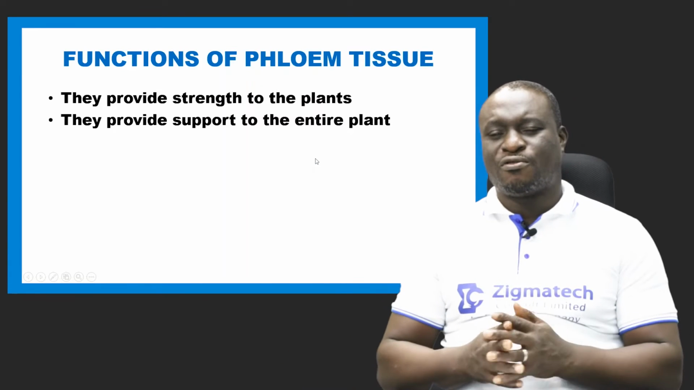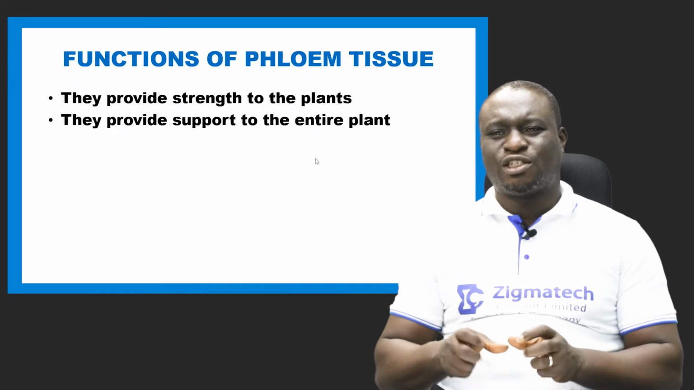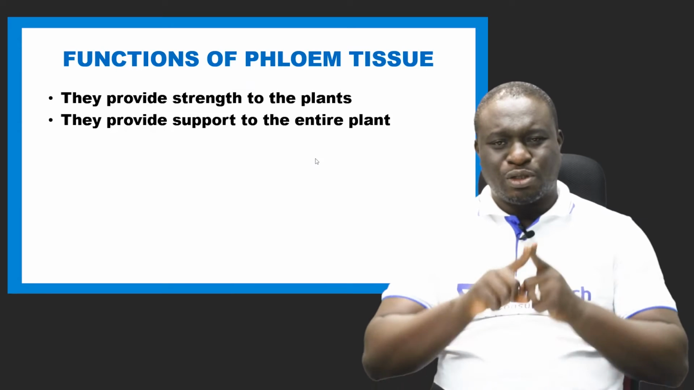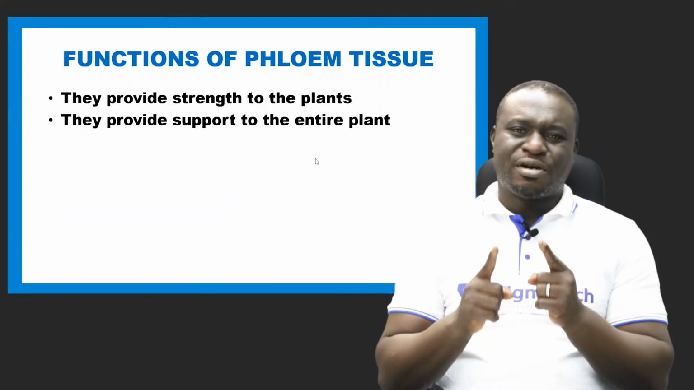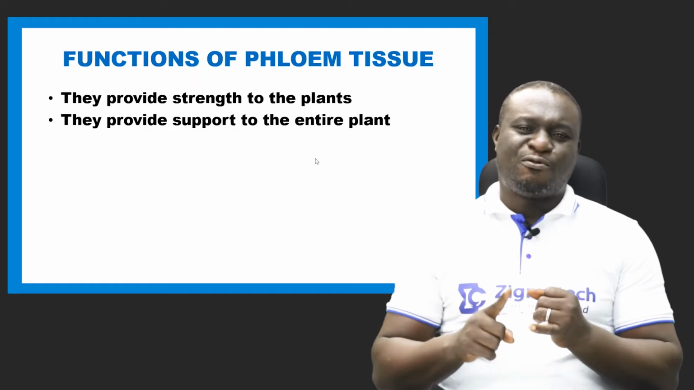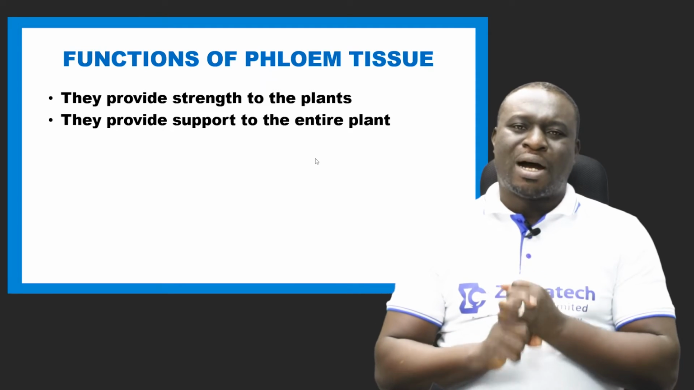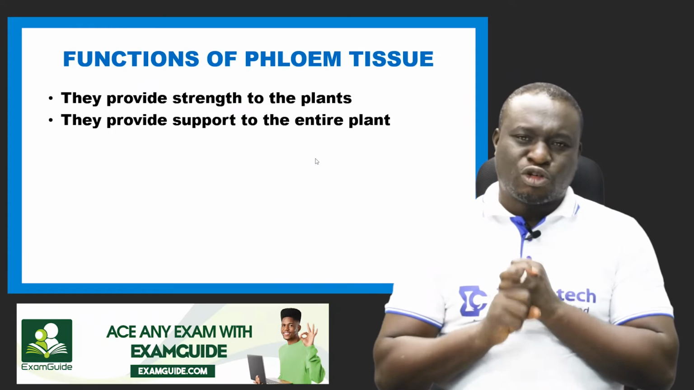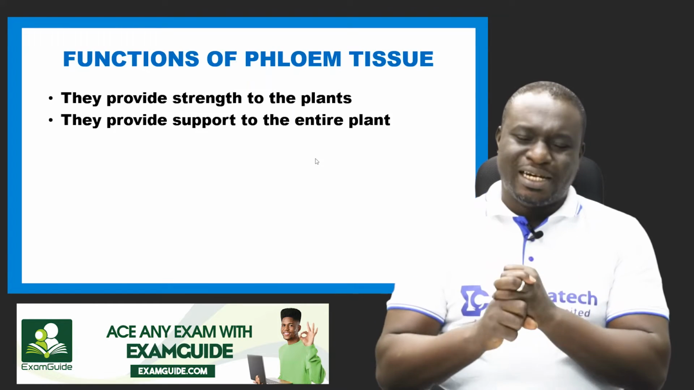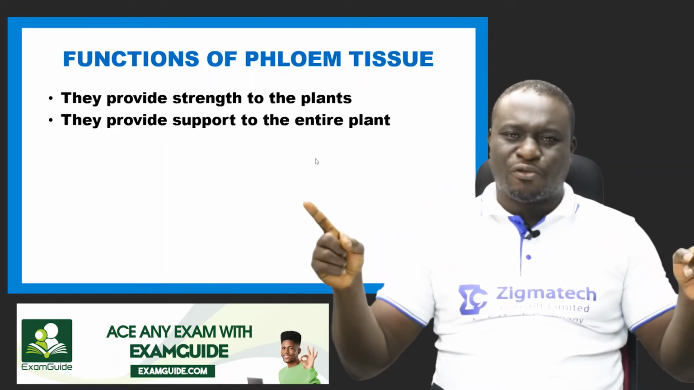Now, functions of the phloem. Number one function of the phloem is that they provide strength to the plants. They also provide support to the entire plant. And number three function of the phloem you should take note of is this, that the phloem also helps to transport and conduct manufactured food from the leaves to the roots, the stems, and other parts of the plant.